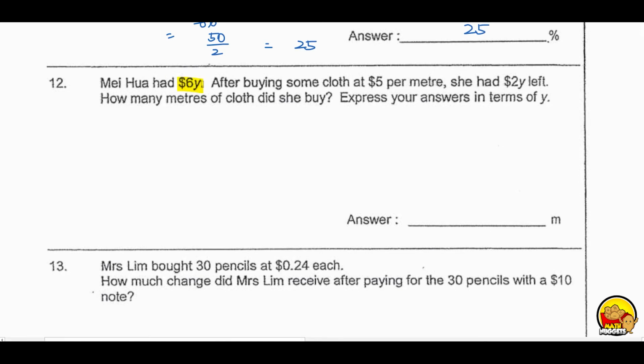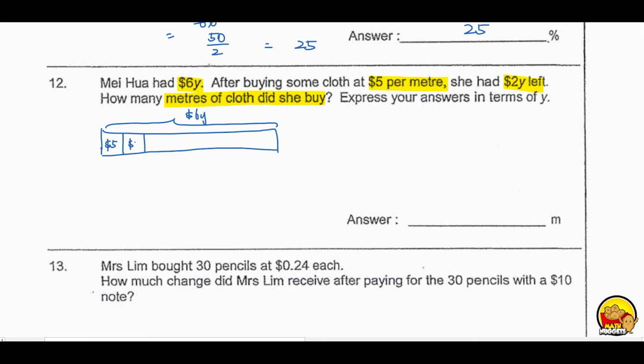Question 12, Mei Hua had $6. She bought some cloth at $5 per meter and she had $2 left. How many meters of cloth did she buy? So what this question is trying to tell us is this is her money. She had $6 and she bought some cloth at $5 per meter. So this is 1 meter of cloth. This is 1 meter of cloth. We don't know how many meters she bought, but we know that she had $2 left. This is 1 meter.